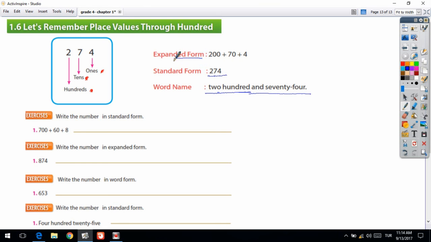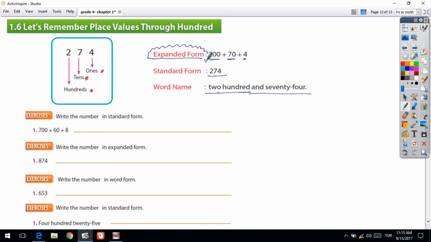Expanded form is easier than the others. Please focus here. Expanded form. How did I write 200, 70 and 4? Look, 4 is in the ones digit, right? You will multiply 4 by 1, 4. Now look here. 7 is in the tens digit, so you will multiply them to write the expanded form. 7 times 10, 70, and 2 is in the hundreds digit. You will multiply 2 by 100, 200. So expanded form shows you the number separately.